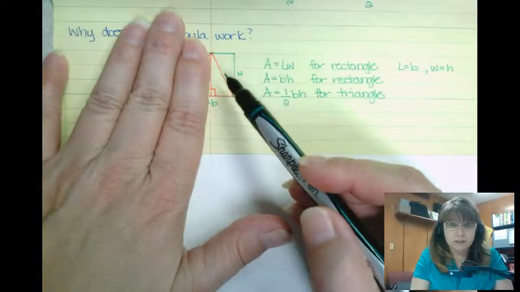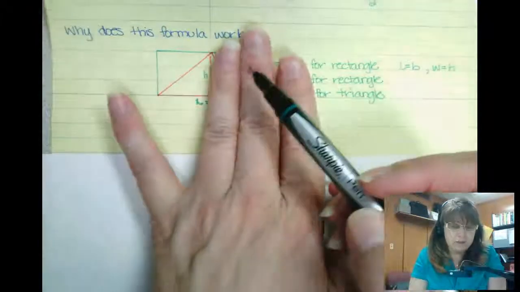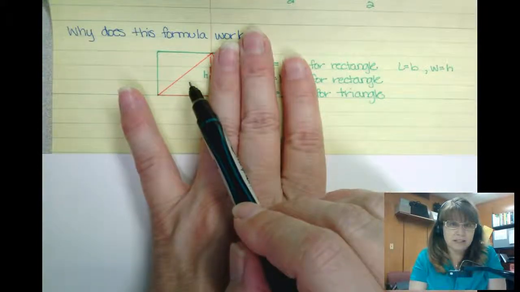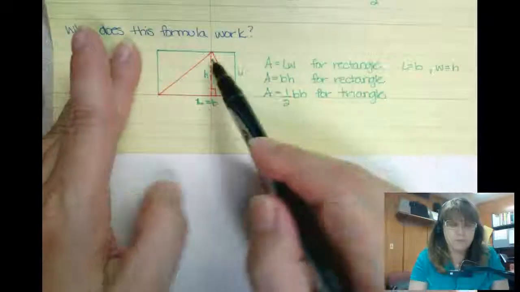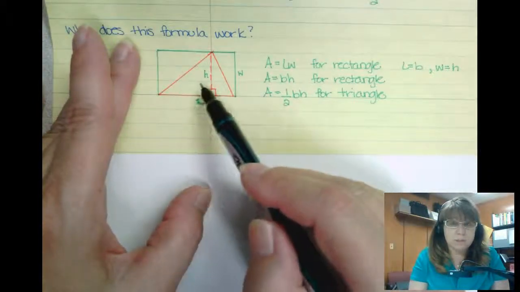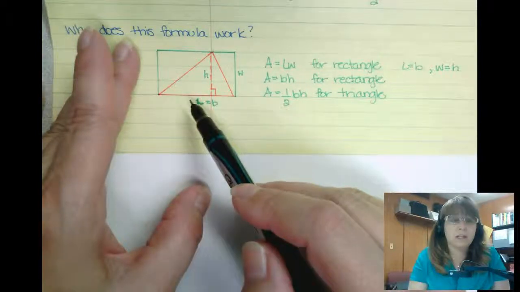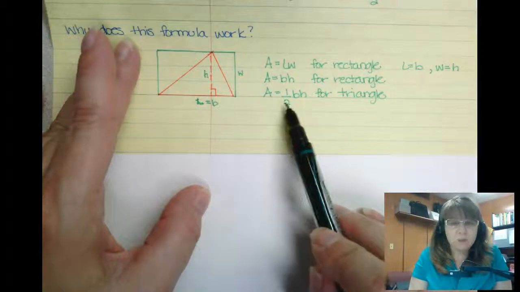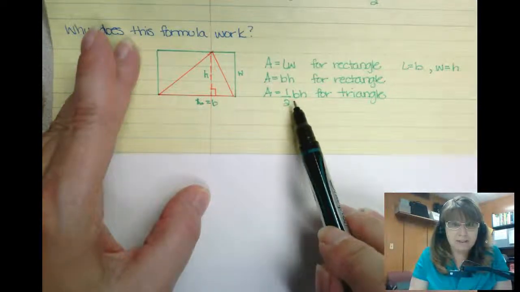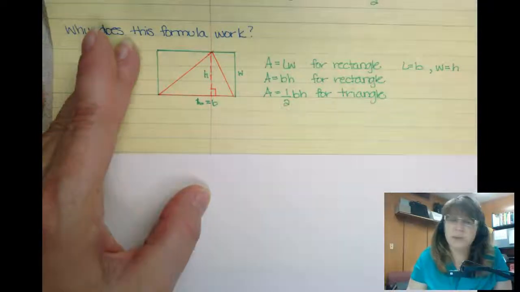But if you notice, this little rectangle here, the triangle is only half of it, as well as the rectangle on the other side is 1/2 of that rectangle. So in total, the triangle only takes up 1/2 of the area of the rectangle. Therefore, our area equals 1/2 times base times height. And this is for the triangle. That's why it works.